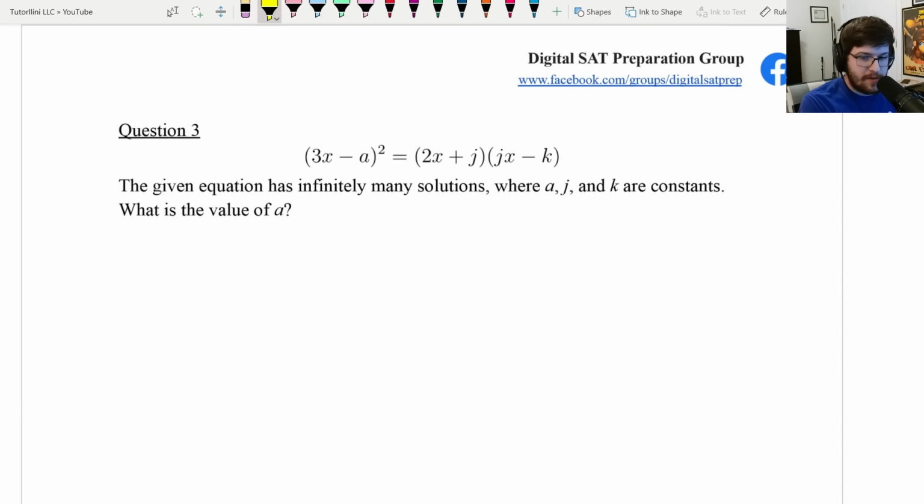Okay, question number 3. So there's no designated video on this yet, though I do talk about this a couple times in the blue playlist. So if you watch the blue playlist, you'll see me talk about this once in a while. The question says that we have infinitely many solutions. So my plan is I'm going to expand these polynomials and use a strategy called matching coefficients.